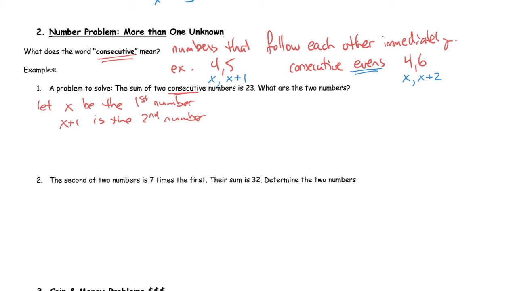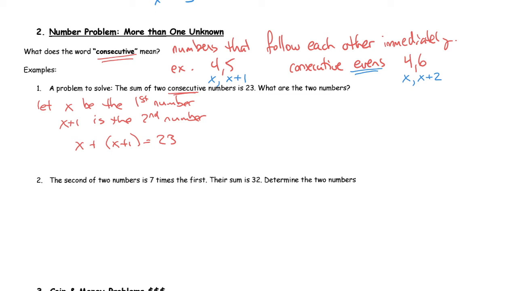Okay, so once I've established that, x plus, this is the sum of two consecutive numbers, x plus 1 is 23. Now, the question is, what are the two numbers here? Well, that means I have to figure out what x is and then what x plus 1 is. But to start off with, I've got this equation that I got to solve.